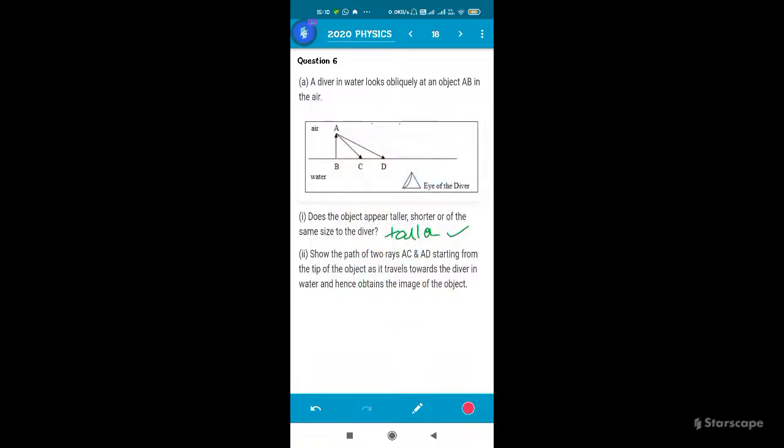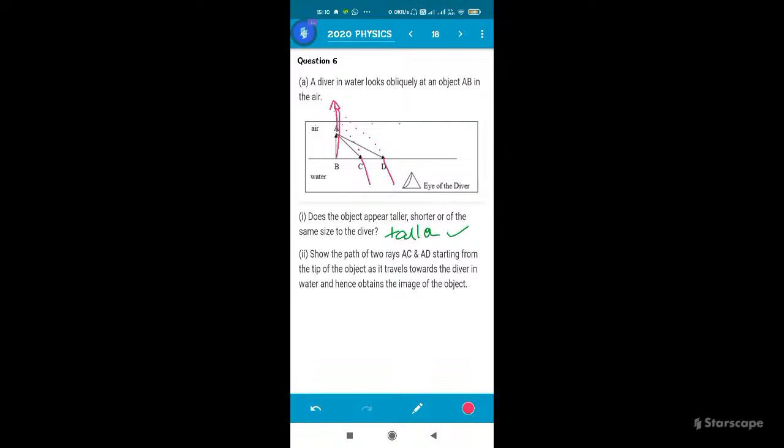So I am drawing it using a red color. Hope you understand. So talking about the ray AC, since it is moving into a denser medium, it will bend towards the normal. Similarly for AD, it will bend towards the normal. Now I am just going to make dotted lines in order to join them. Although the lines are not very straight, I hope you understand.